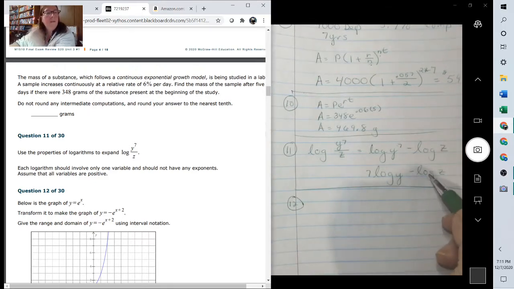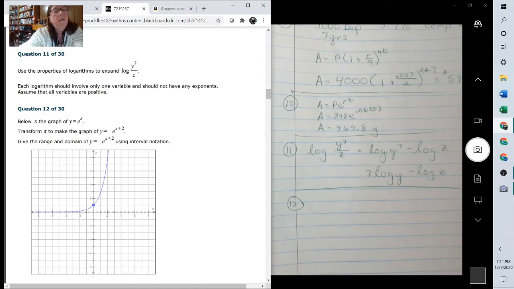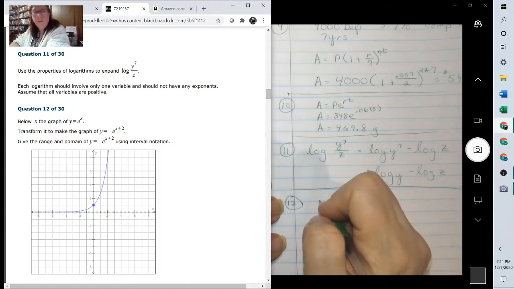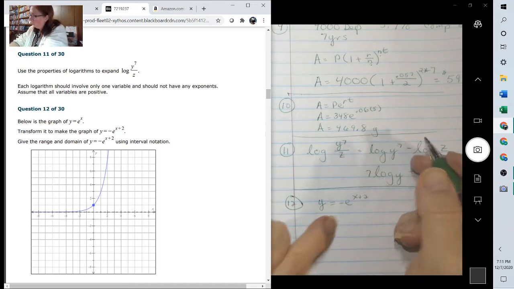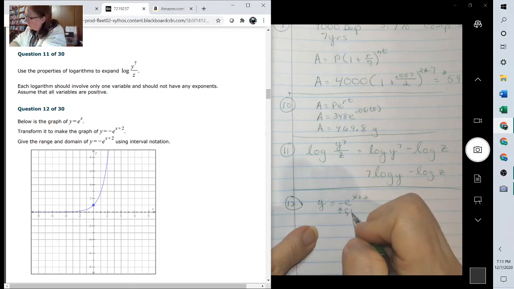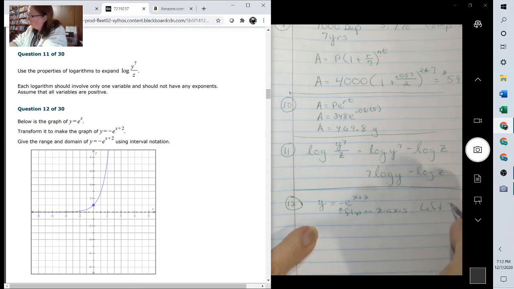Number 12. Below is a graph of e to the x. Transform it. Give the range and the domain. This flips on the x-axis, and this moves left 2.